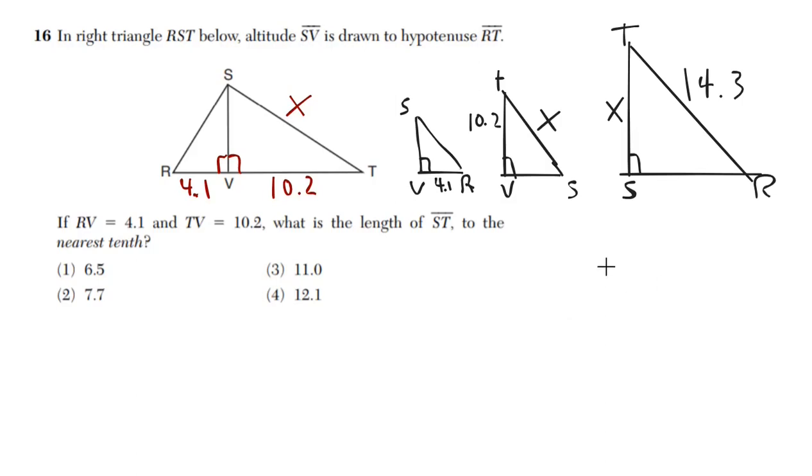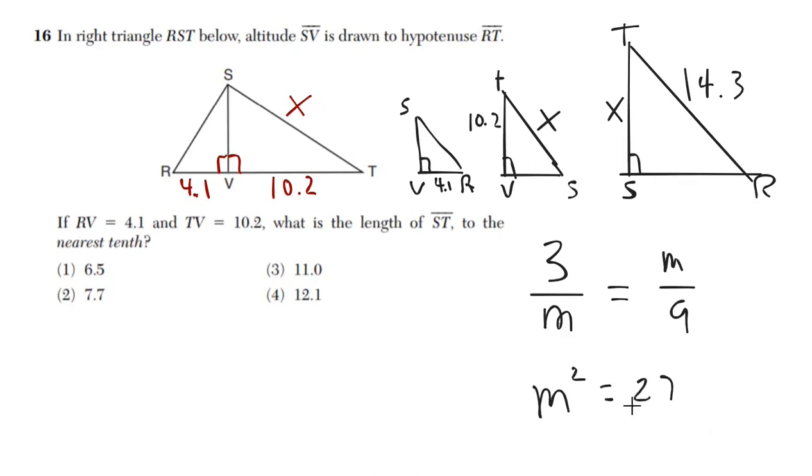I just picked those numbers randomly. What you'll do is you'll do this: 3 over whatever the mean is, equals the mean over 9. Let's try that again. That's an M. So what you would do is cross multiply, and you'd end up with m squared equals 27, and you would take the square root, and that's what you would get. Root 27 would be the geometric mean. That's how you find the geometric mean between blank and blank.